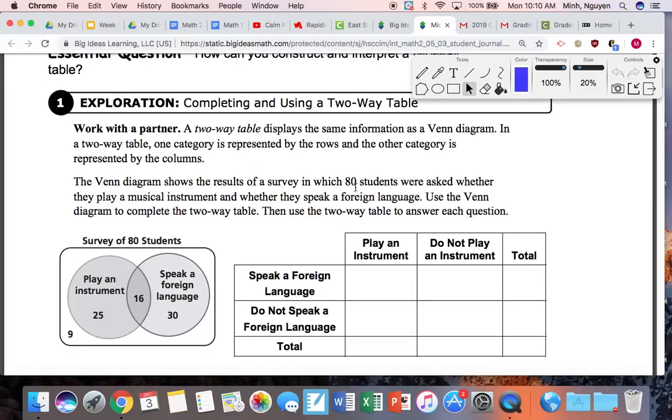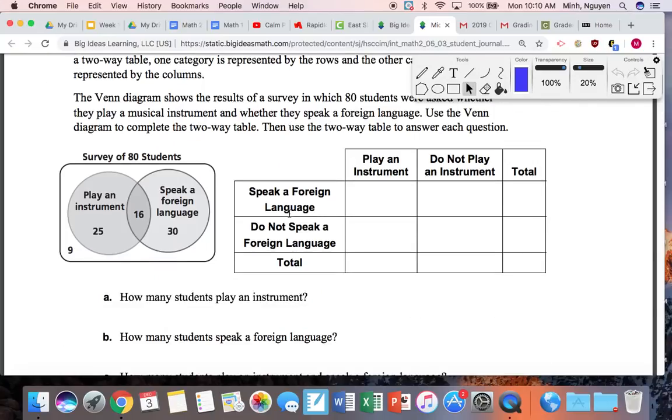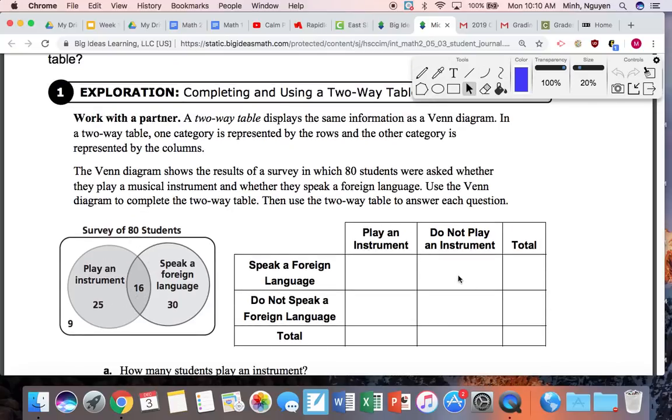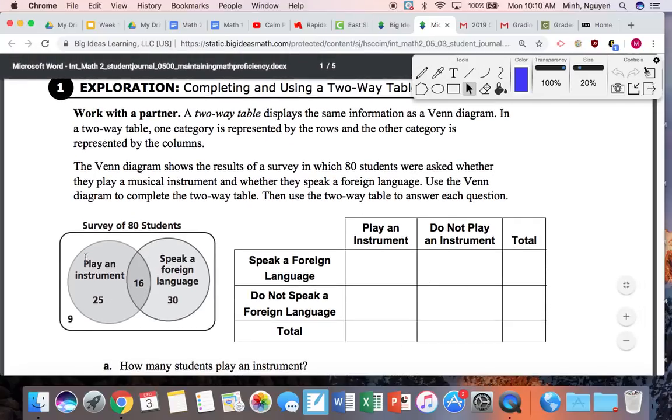So this Venn diagram shows the results of a survey in which 80 students were asked whether they play a musical instrument and whether they speak a foreign language. Use the Venn diagram to complete the two-way table, then use the table to answer each question. So looking at this, it's basically telling us to use this Venn diagram to fill out the table.